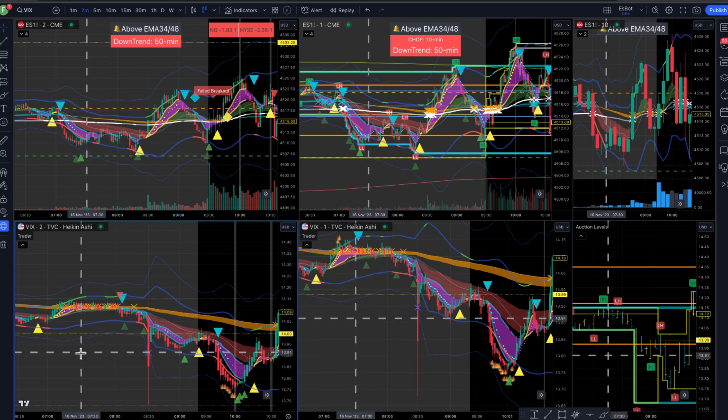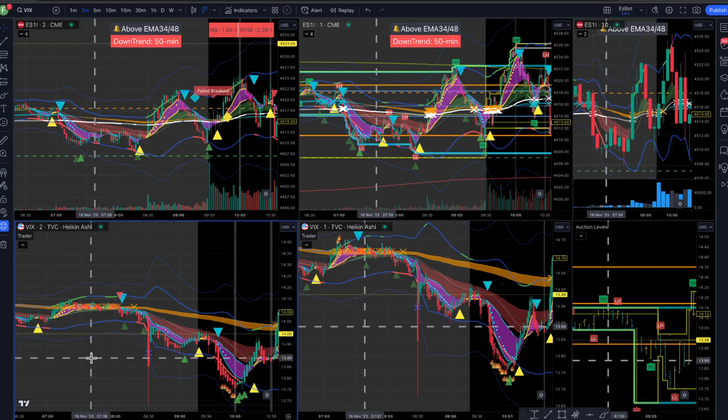Do they respect our rules? So if VIX goes up, does ES go down, and vice versa? Because looking at the charts and looking at whether they respect our rules and follow it will tell us if we can continue to expect our rules to work.